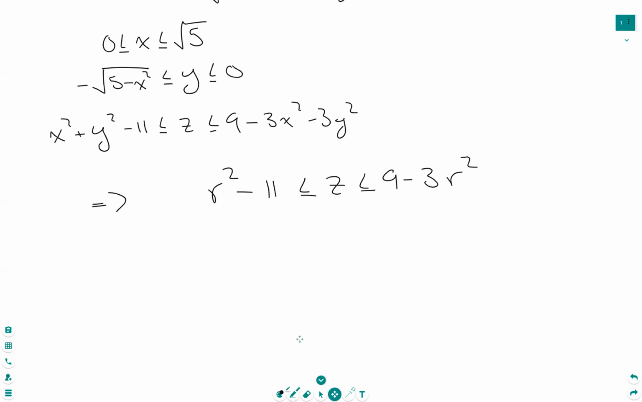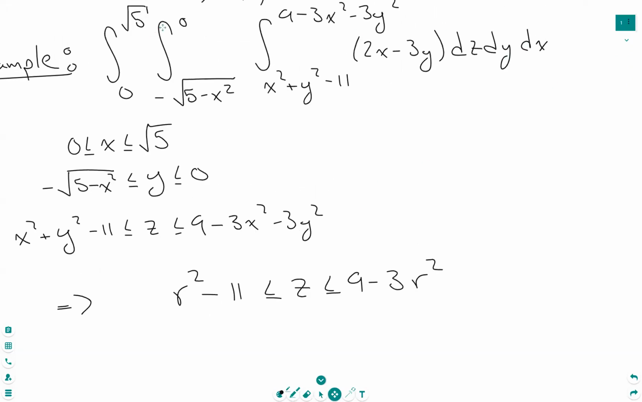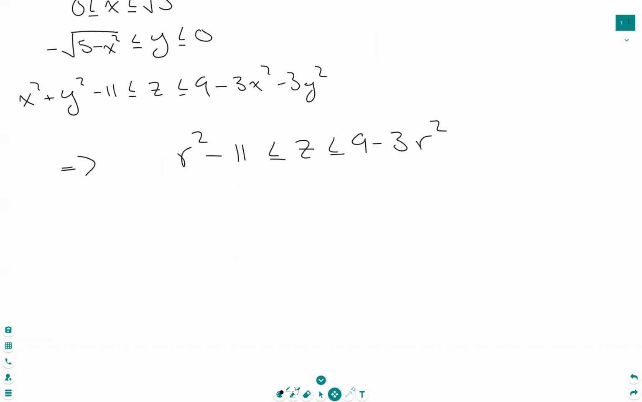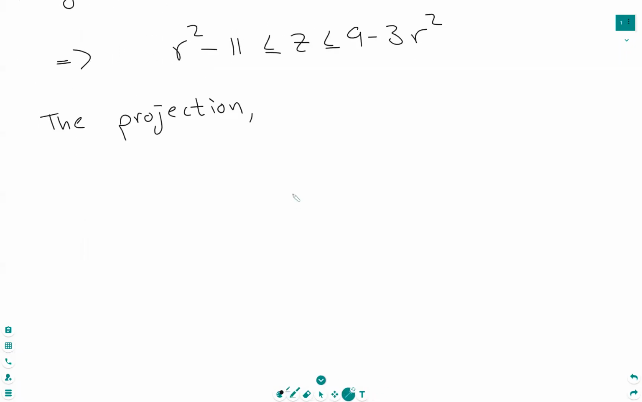So the x and y bounds detail the projection. Remember, whenever we're looking at these triple integrals, the latter two are always the projection plane, right? So this details what the projection of this object looks like. Well, the projection, let's just do a sketch of what's going on here.